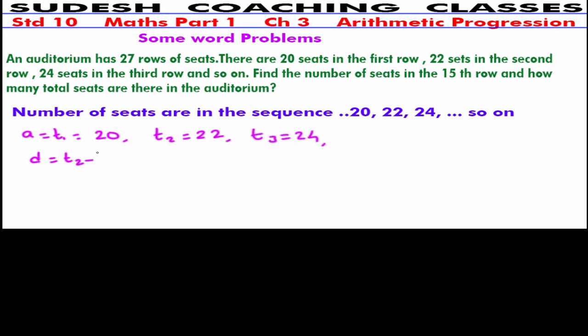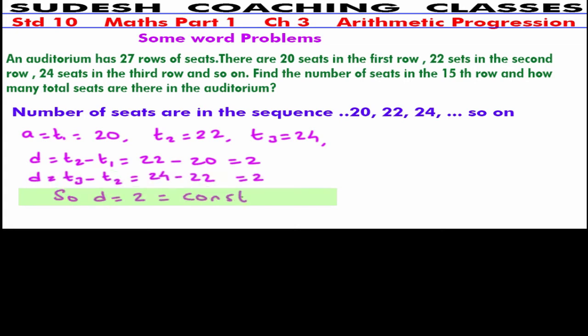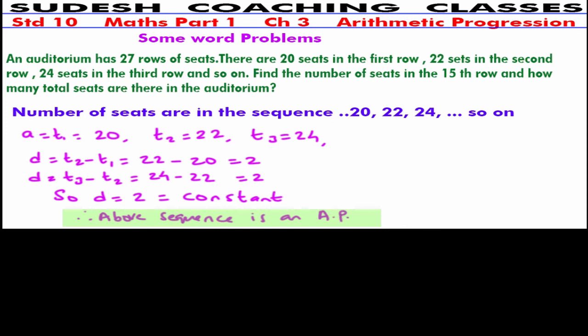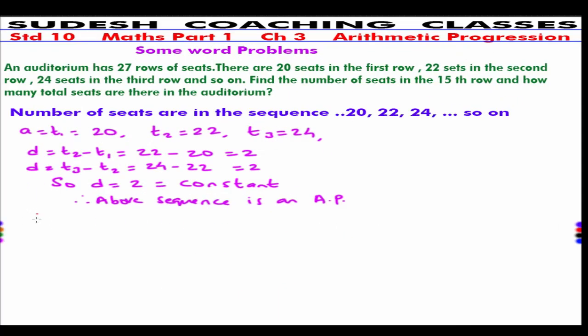Now, what is D? D is equal to T2 minus T1, and that will give us 22 minus 20, which is 2. D is equal to T3 minus T2, which is equal to 24 minus 22, again 2. So D is equal to 2, which is constant. So if D is constant, then we can always say the above sequence is an arithmetic progression.